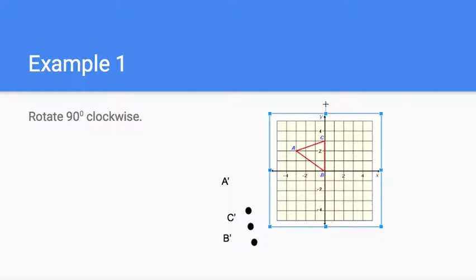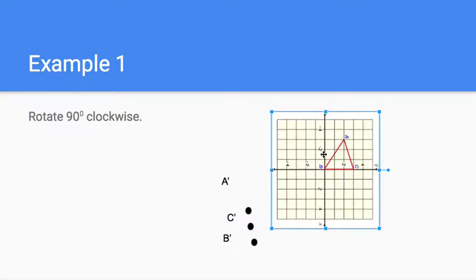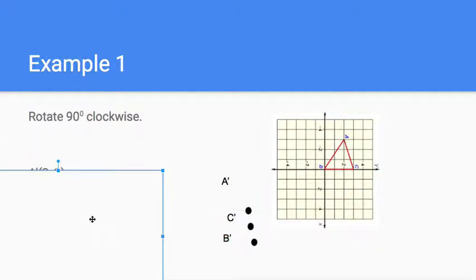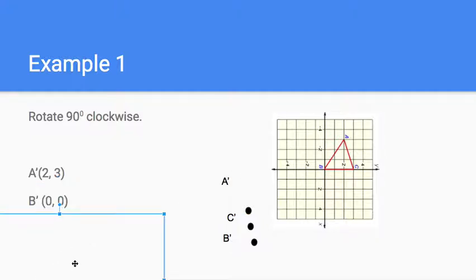So I want to rotate this 90 degrees clockwise. So I'm going to take my figure, and I can do this in my screen. I'm going to rotate it 90 degrees clockwise. So you can see, here's my new shape. Now I'm going to write down the coordinates. So A is at 2, 3. B is at 0, 0, and C is currently at 3, 0.